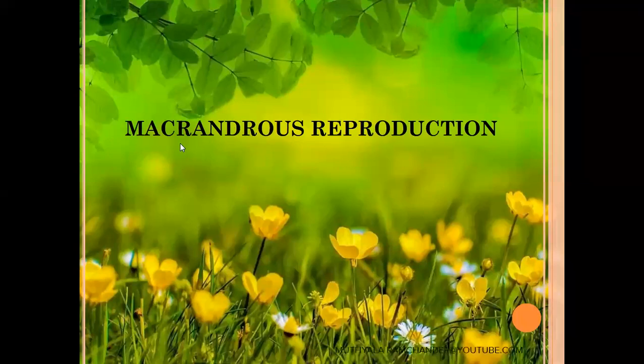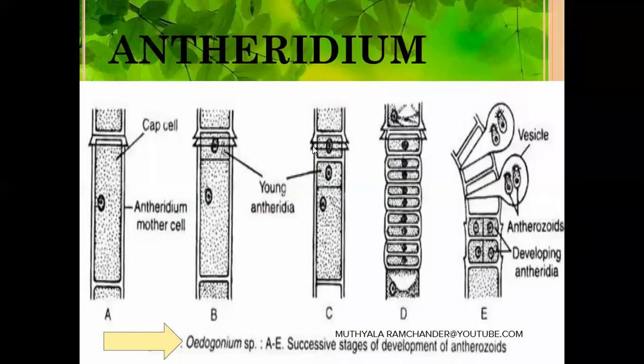What is the meaning of macrandrous? The female reproductive organ, oogonium, and the male reproductive organ, antheridium, are developed on a single filament, called macrandrous sexual reproduction. See, this is the diagram of antheridium development in macrandrous sexual reproduction. Antheridium is the male reproductive organ of Oedogonium.